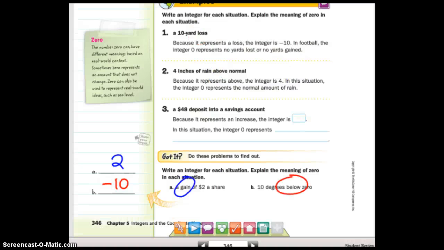Now look at my video. Do your answers match mine? A gain of $2 would be +2 or just plain 2. 10 degrees below 0 is denoted as -10. Please turn the page.